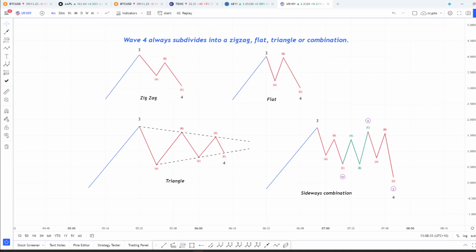Rule 6 states that wave 4 always subdivides into a zigzag, a flat, a triangle or a combination. Triangles are not allowed in wave 2, but they are common in wave 4. Now can you spot which patterns are combined in this example of a sideways combination? If you can't, don't worry, we'll cover that more in future videos.